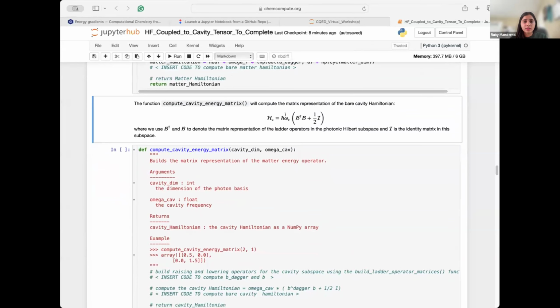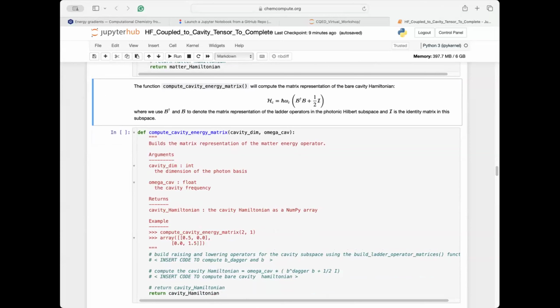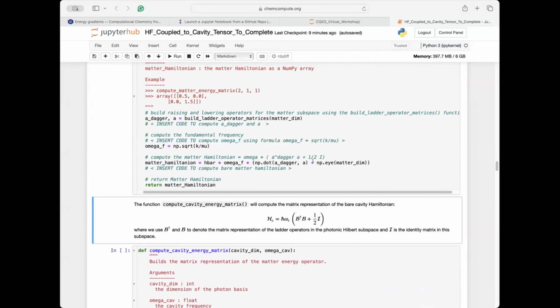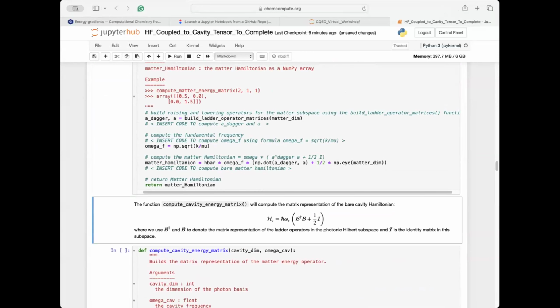Oh, yeah Ruby, yes. Rajanya just made a very good observation. Rajanya believes that there's a factor of 1/2 missing in your identity. Oh, sorry, yeah. Great, thank you. Good catch. Thank you, Rajanya.